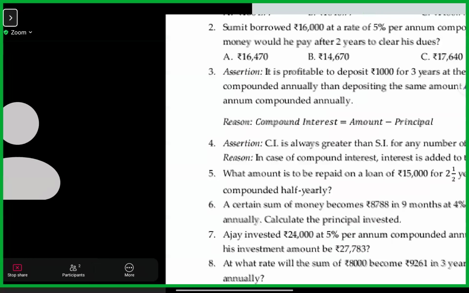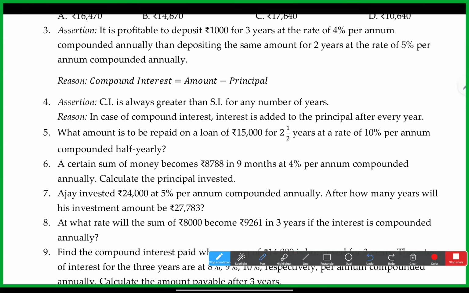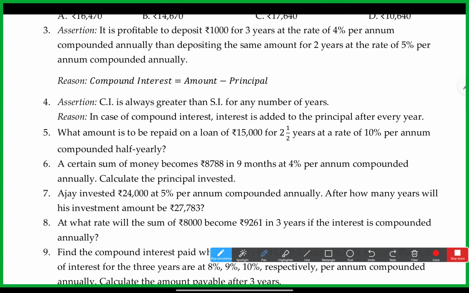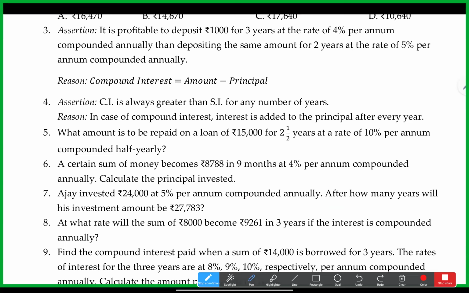Once you read the third question. Assertion: it is profitable to deposit rupees 1,000 for 3 years at the rate of 4% per annum compounded annually, rather than depositing the same amount for 2 years at the rate of 5% per annum compounded annually. Both of them are compounded annually.